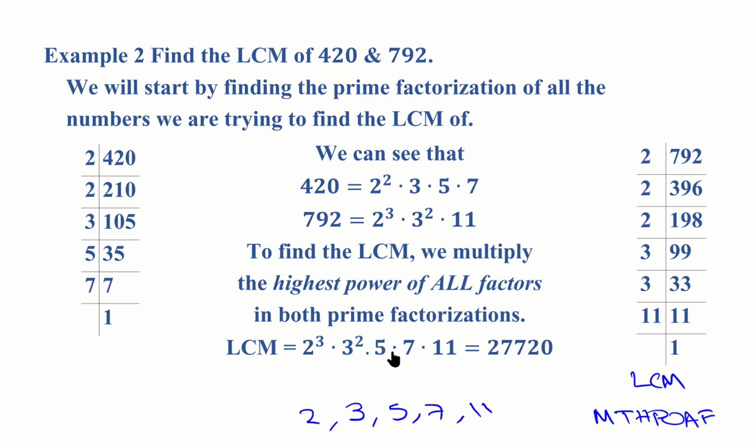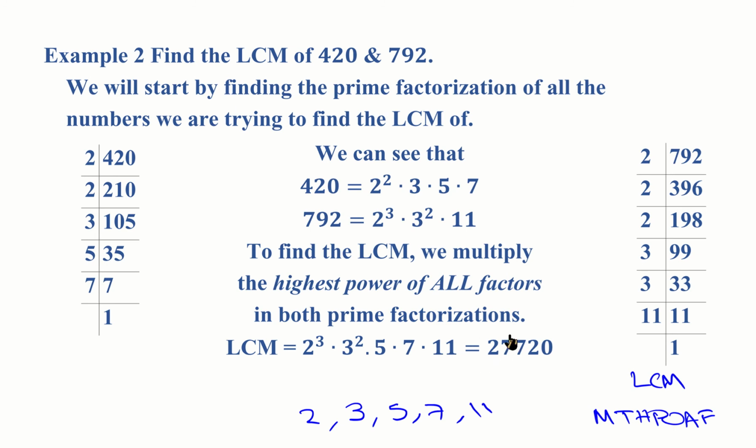These are all the factors that can be found in either prime factorization, right? So we need to take, for 2, the highest power that we see. Notice that would just be what? 2 cubed. For 3, we take the highest power, which is 3 squared. For 5, the highest power that we see is just 5 itself. For 7, same thing. And for 11, also the same thing. The highest power we can see in either factorization is just 11. Then we just need to multiply that out. You can do that on a calculator.